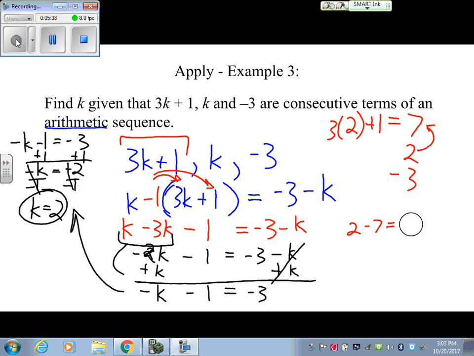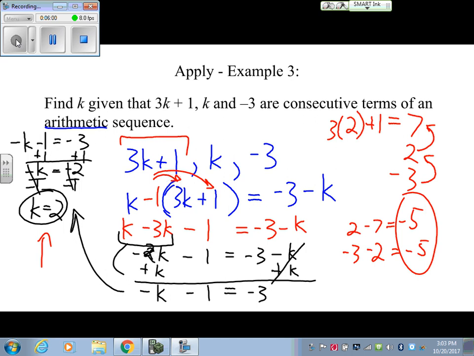Clean that up a little bit. And then I'm going to do the exact same thing with my negative 3, subtracting 2 from it. So negative 3 minus 2, and that also gives me negative 5. So right away, I know my common difference. It's negative 5. I know my value of k. It was 2.